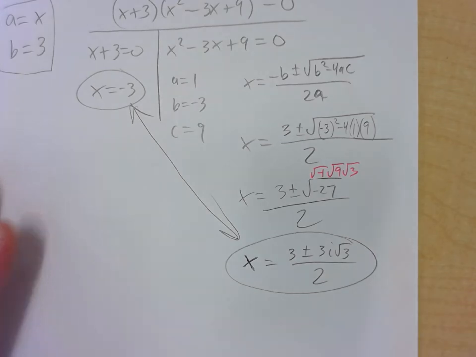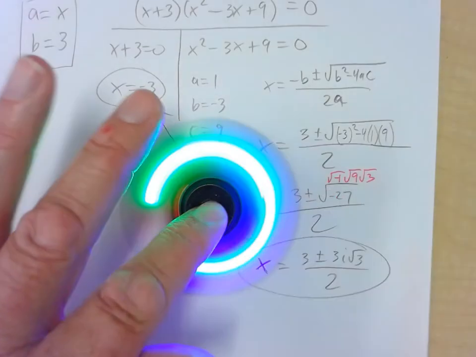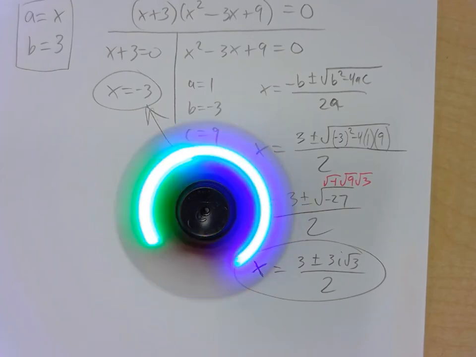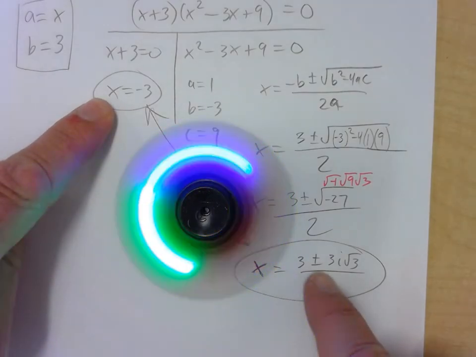Yuck. And I think that we need to reward ourselves with some spinning for that. All right. So good job, us. We found the 3 solutions. This solution and these 2 solutions here.